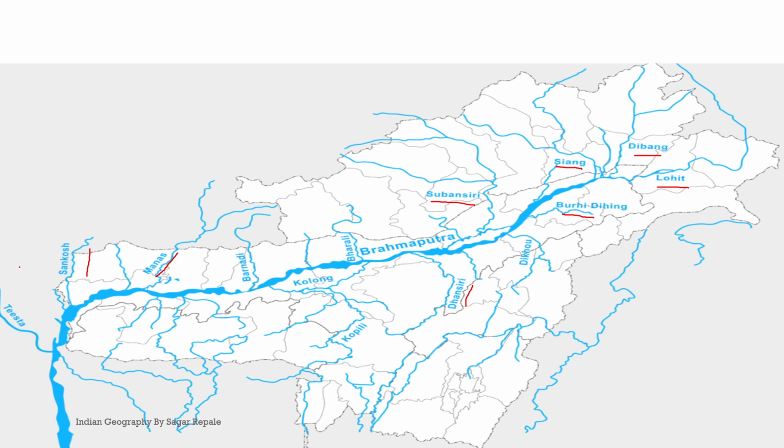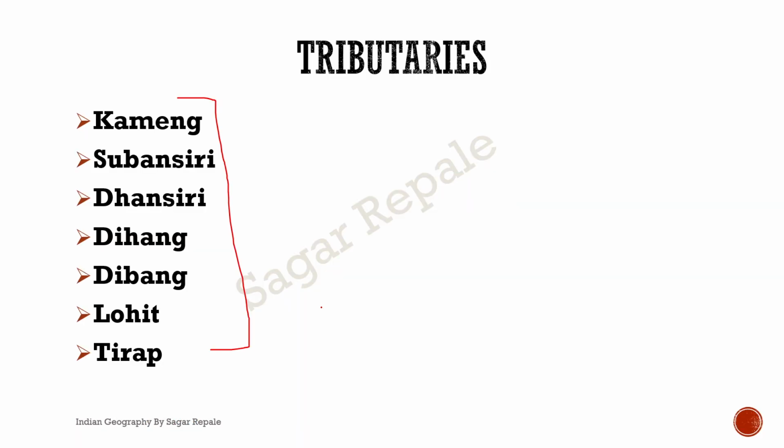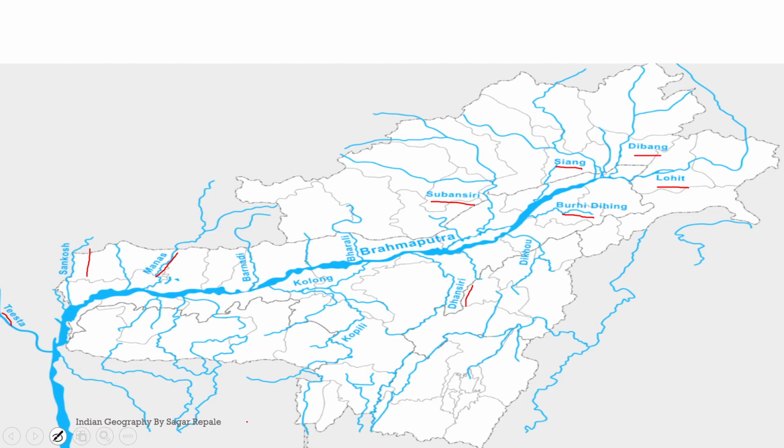Then this is Tista River. Tista River we have seen in the Sikkim Himalayas. The Tista River is a tributary of Brahmaputra and it joins Brahmaputra in Bangladesh. Then the other important rivers are what? Kameng and the Lohit River and the Tirap River. So I hope this map is clear to you.